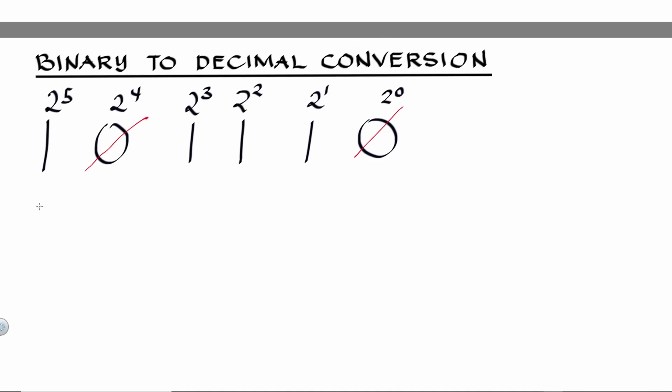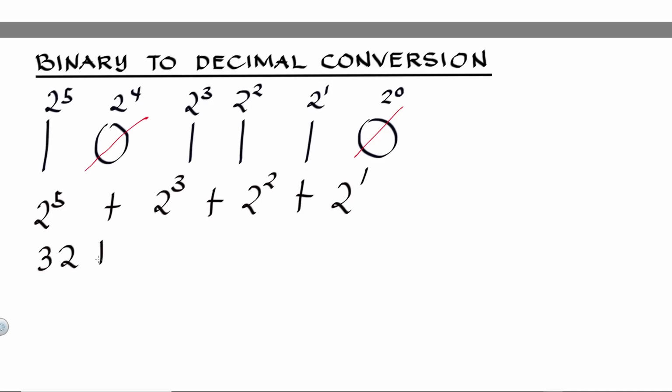So 1 times 2 raised to 5 is equal to 2 raised to 5. Plus 1 times 2 raised to 3 is equal to 2 raised to 3. Plus 1 times 2 raised to 2 is equal to 2 raised to 2. Plus 1 times 2 raised to 1 is equal to 2 raised to 1. Then 2 raised to 5 is equal to 32. Plus 2 raised to 3 is equal to 8. Plus 2 raised to 2 is equal to 4. And plus 2 raised to 1 is equal to 2.